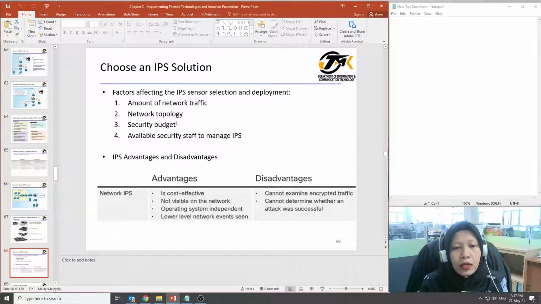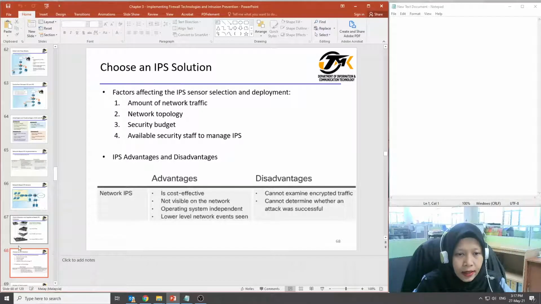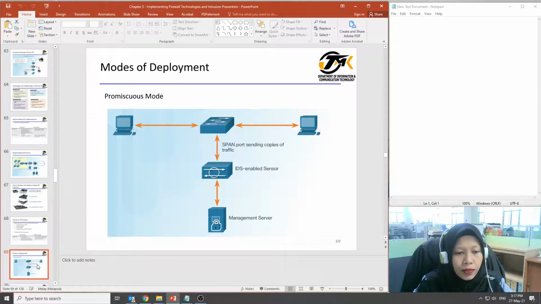Same with the IPS. This is the advantage and disadvantage of network IPS. The advantage is that it is cost effective, not visible on the network, and lower process independent. The disadvantage is that it cannot examine encrypted traffic. So if there is encrypted traffic, it cannot examine it. And it cannot determine whether an attack was successful. Why? Because it just prevents. To detect is the IDS.